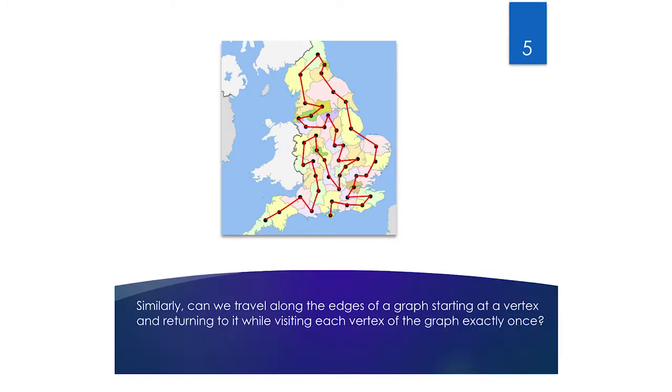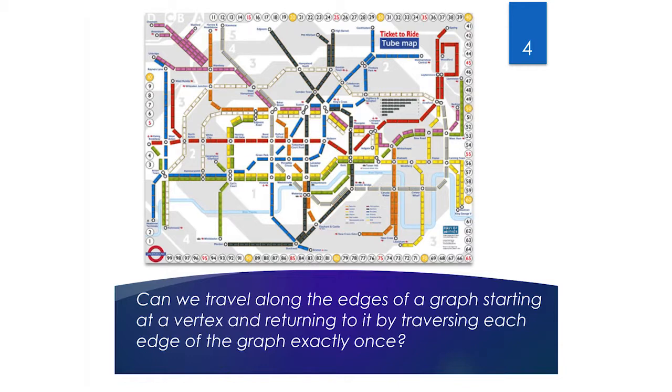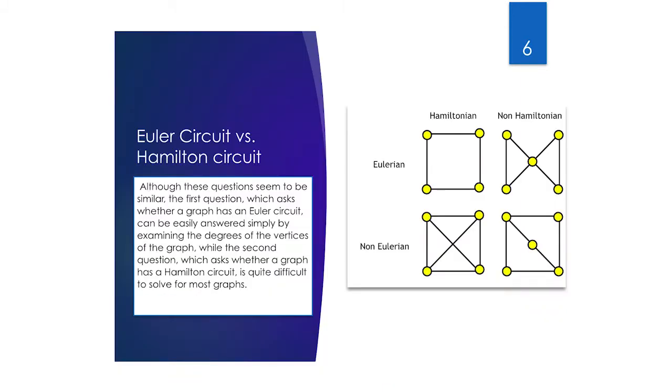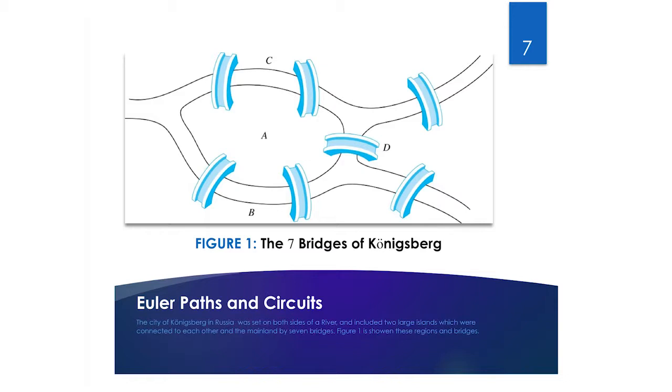Can we travel along the edges of a graph starting at a vertex and returning to it while visiting each vertex of the graph exactly once? Although these questions seem to be similar, the first question, which asks whether a graph has an Euler circuit, can be easily answered simply by examining the degrees of the vertices of the graph. While the second question, which asks whether a graph has a Hamilton circuit, is quite difficult to solve for most graphs. In this video, we will study these questions and discuss the difficulty of solving them, although both questions have many practical applications in many different areas.